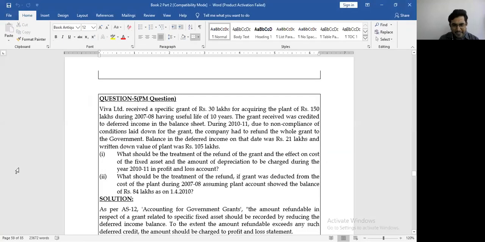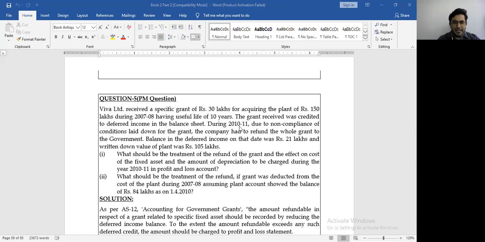Viva Limited received a specific grant of 30 lakhs for acquiring a plant of rupees 150 lakhs, having a useful life of 10 years. The grant was credited to deferred income in the balance sheet. Underline deferred income in the balance sheet and tell me in your chat box, which approach are we talking about? Income approach. Excellent. Okay, let's proceed then.